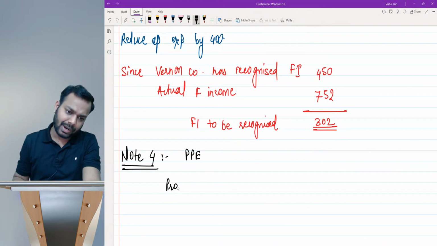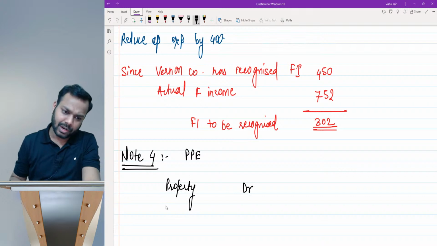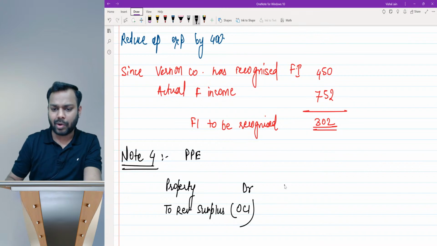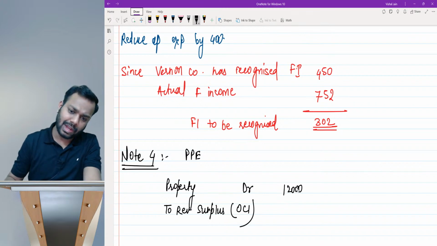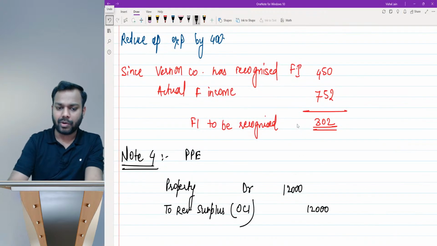It is property account debit to revaluation surplus. And where will this revaluation surplus be treated? In other comprehensive income. And what is the amount? 12,000 is the amount. And now the question doesn't stop there. It says that deferred tax is applicable to this gain at the rate of 25%. Now what is the amount of deferred tax?